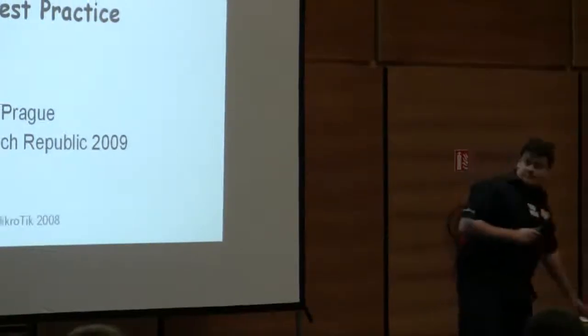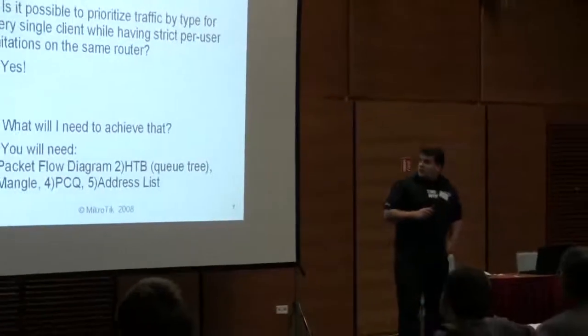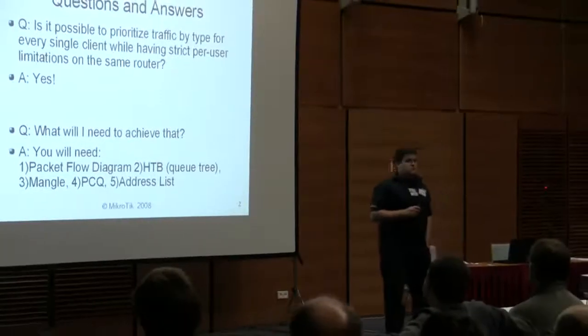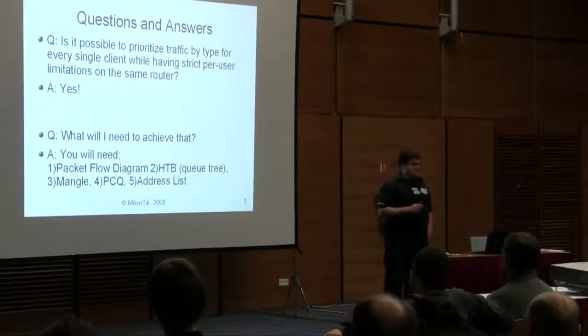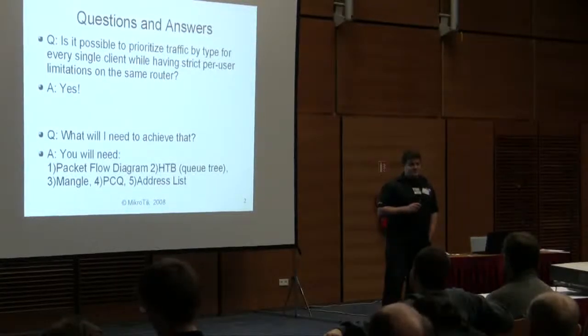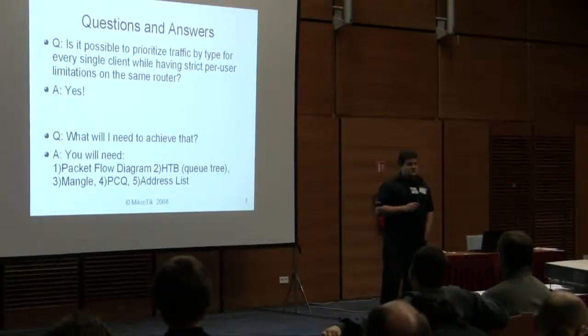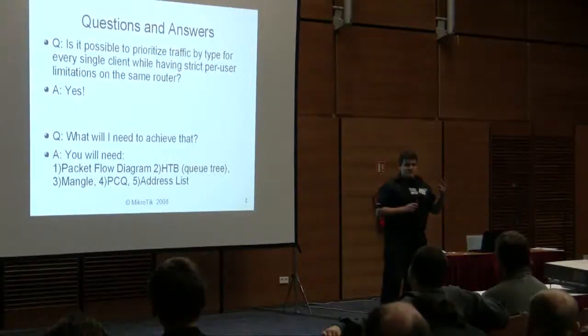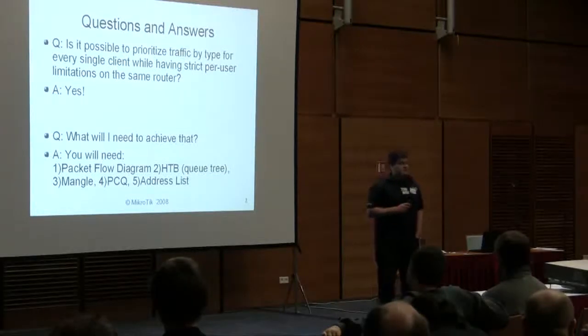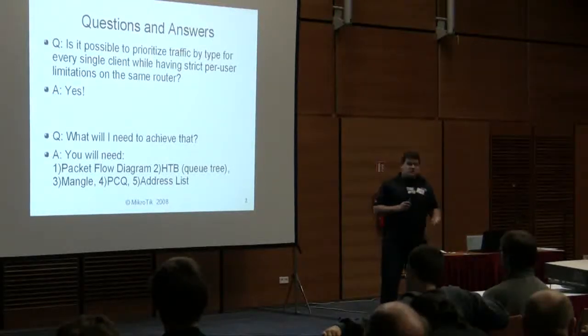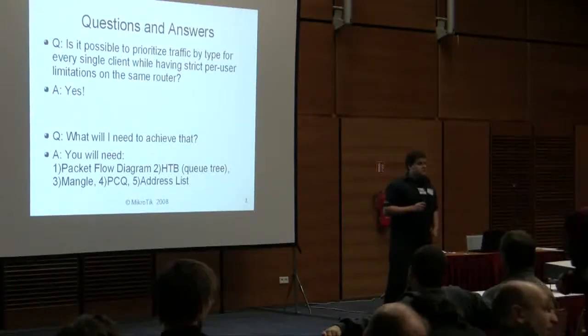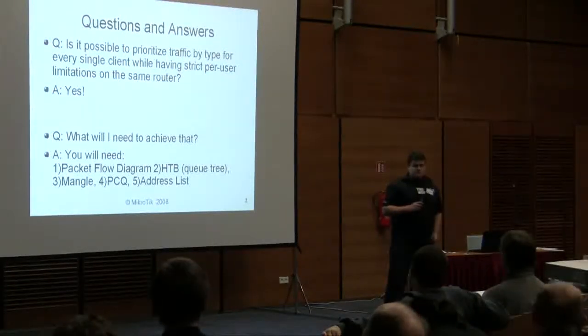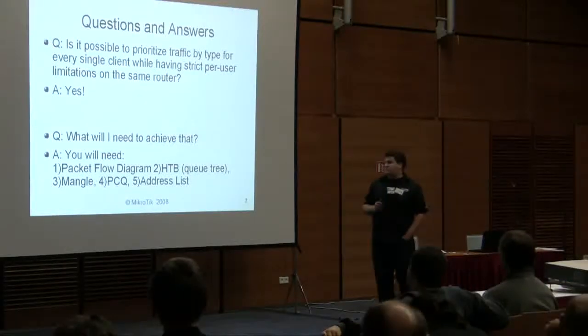So let's start. First of all, please do not confuse the reasons why I created this presentation. This presentation is for guys who already have a working QoS system in one router, and they want to have two QoS systems in the same router. So the first question that this presentation will answer is: is it possible to prioritize traffic and have strict per-user limitations at the same router? So yes, it is possible.